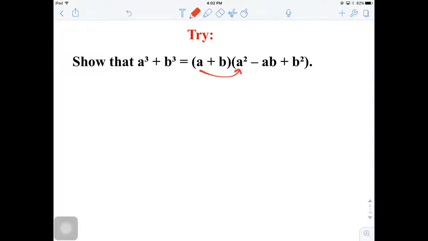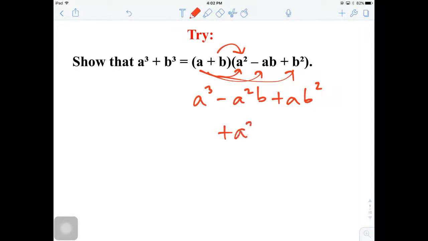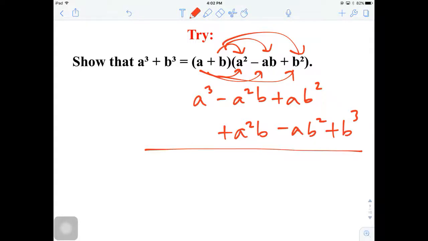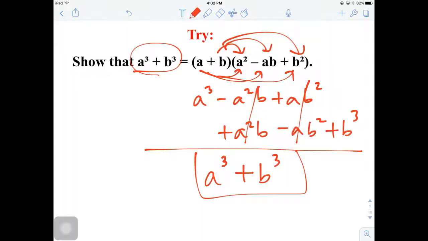So first we have distributing the a through. We got a to the third minus a squared b, and then we got plus ab squared. Next, we're going to distribute the b through. So we got plus a squared b minus ab squared, and then finally plus b to the third. Again, notice that the middle terms actually will cancel each other out, leaves you a to the third plus b to the third, and that we have just shown is obtained by multiplying those two polynomials. So that's basically how you verify it.